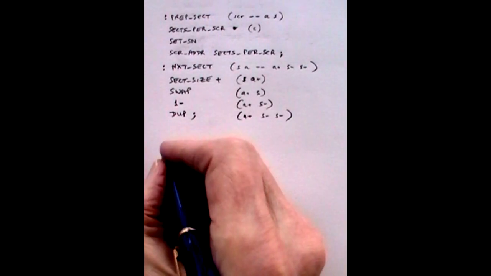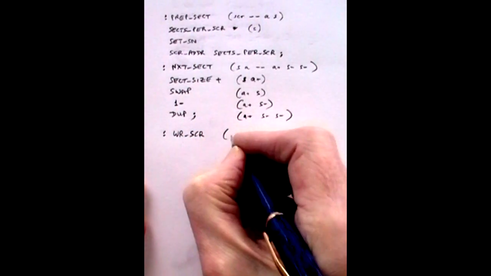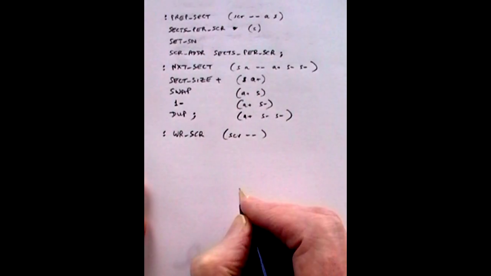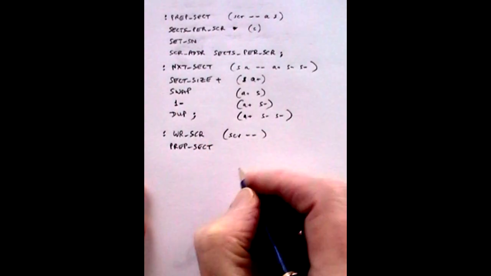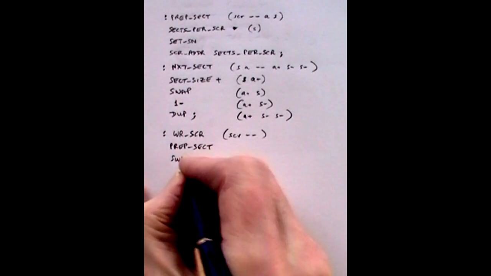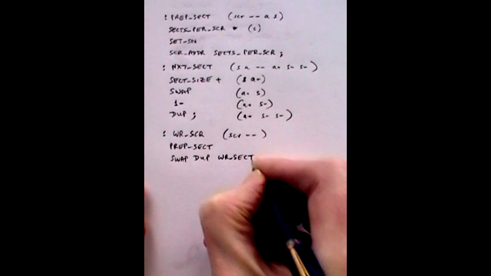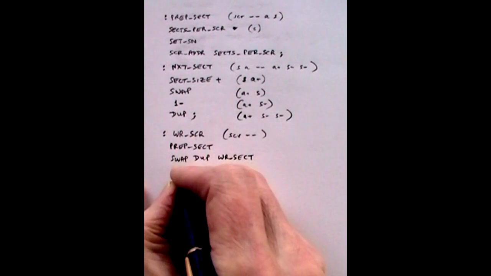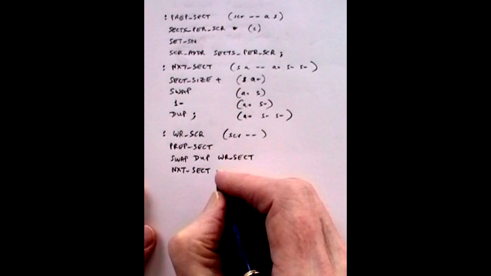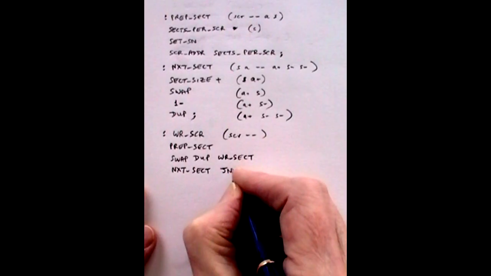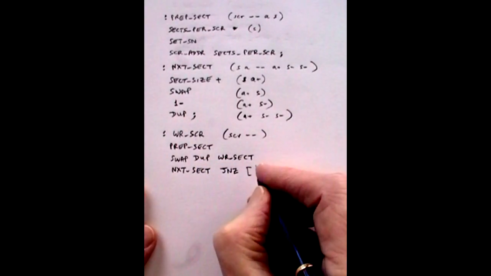Okay, the main write routine is now write screen. It expects a screen number on the stack. It's going to do prep sector, swap, dupe, write sector, and then the other support routine, next sector, which adjusts all the counters, and it keeps jumping round the loop until the sector count gets down to 0.